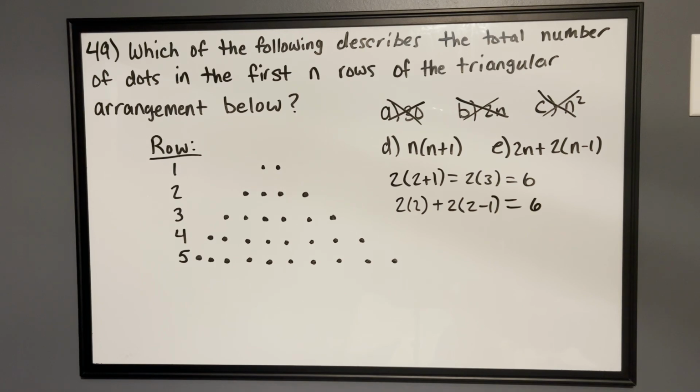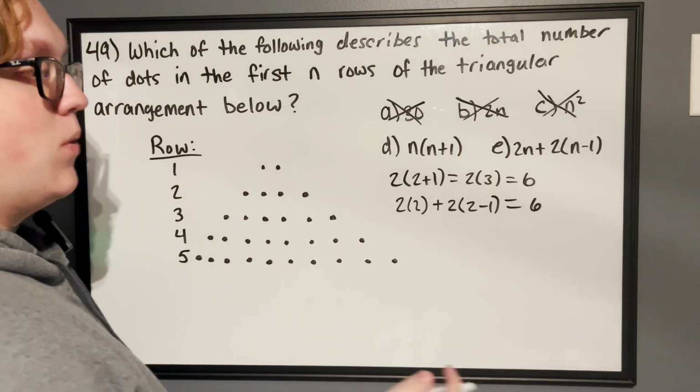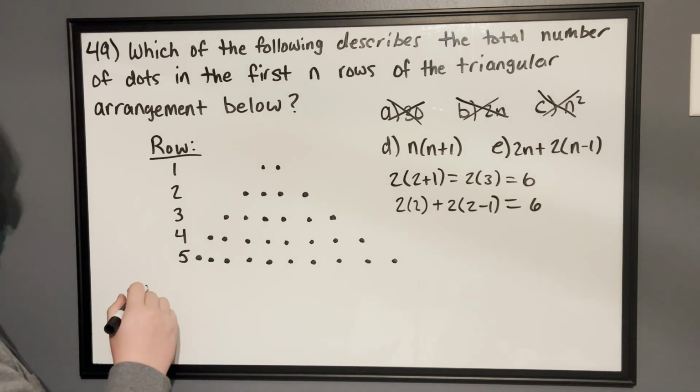So now we want to move on to 3. So now we have these 6 plus another 6. We're looking for 12 now. So let's do that. Well, now we have D and E. We need to figure out which one's right. So we have D, we're going to use n equals 3.